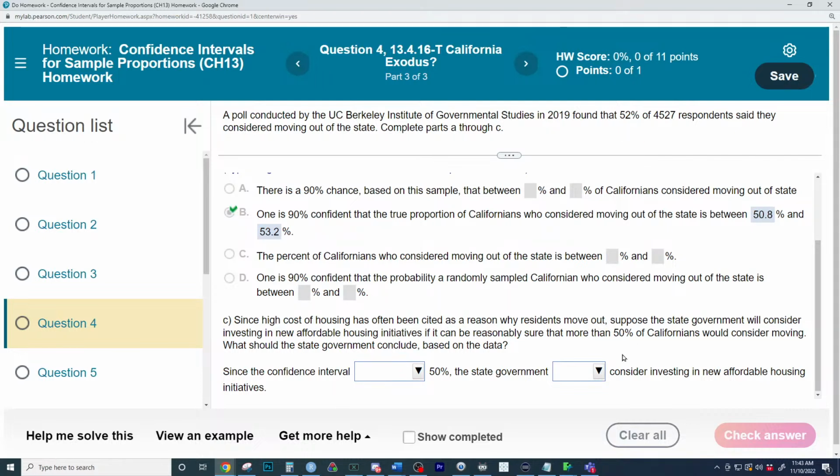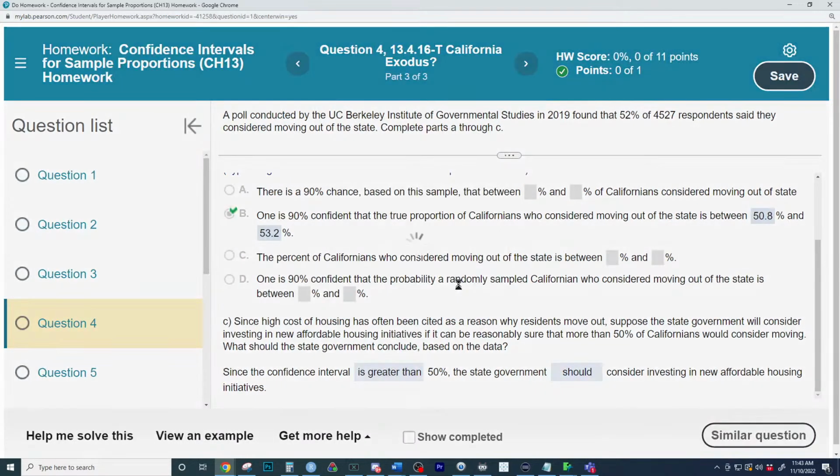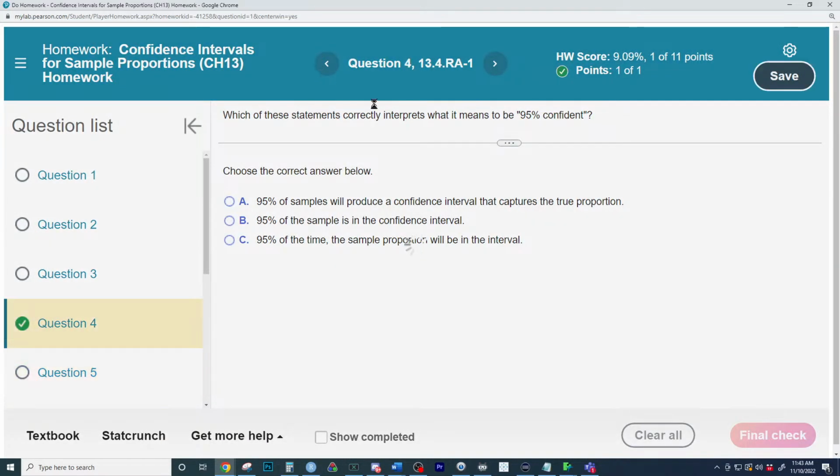Since the cost of living can it be reasonable to show that more than, yes, because it's not in the interval. Since the interval is greater than 50%, the state's government should do this, right? Because they're considering doing it if it's more than 50%. So they're going to do that if it's reasonable. Okay, let's check out. That's a good question.